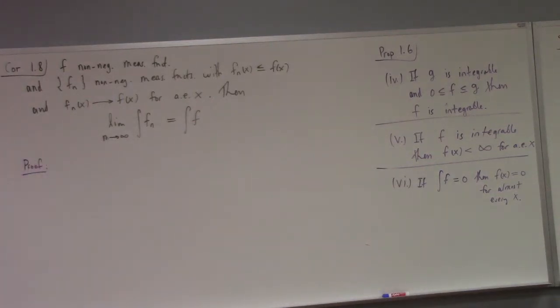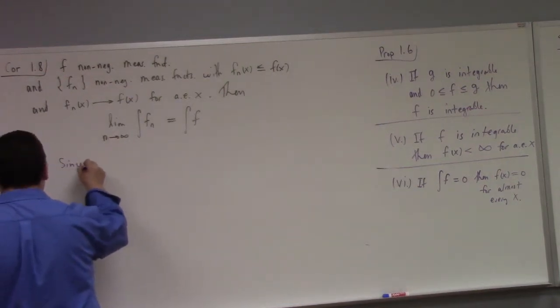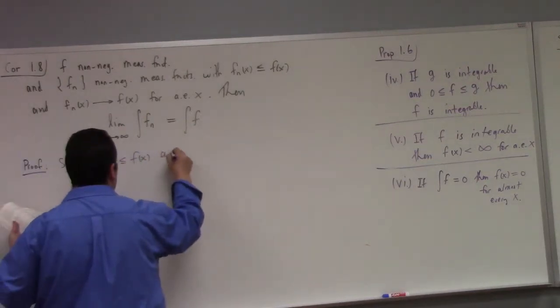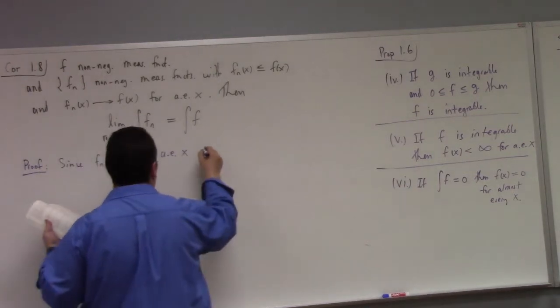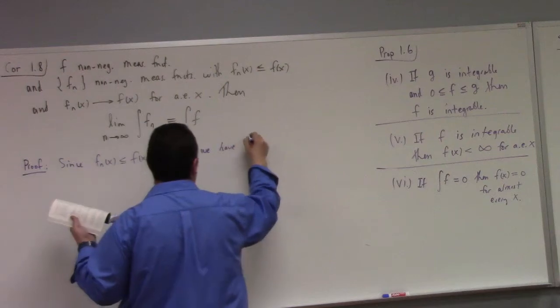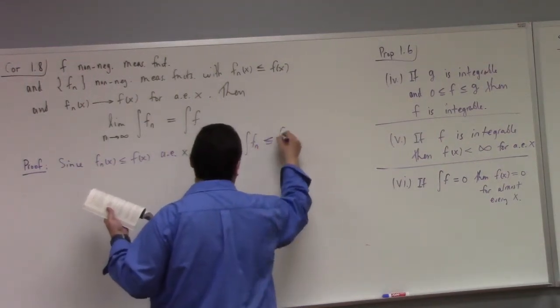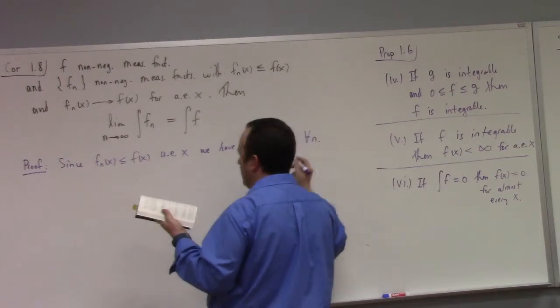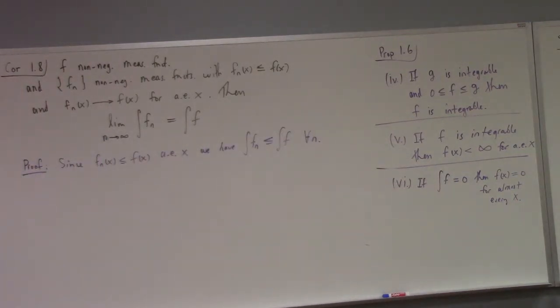Let's see here. He says, since fn of x is less than or equal to f of x, almost every x, we have the integral of fn is less than or equal to the integral of f for all n. Is that by Fatou's lemma? Or is that just... I think that's just the monotonicity of the integral, right?